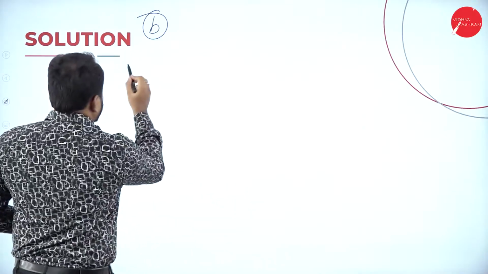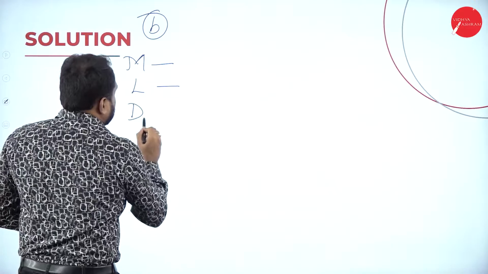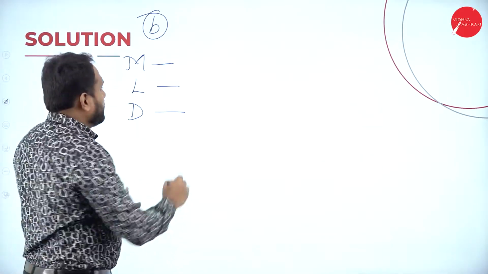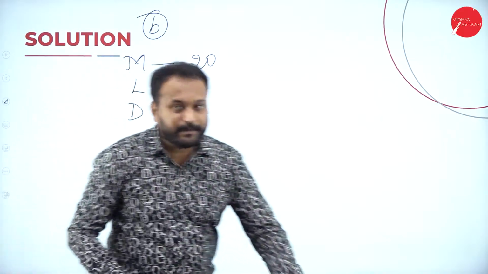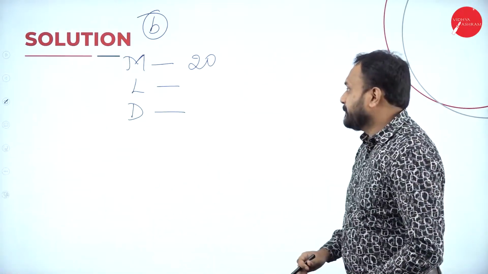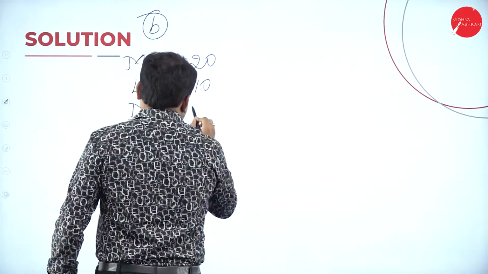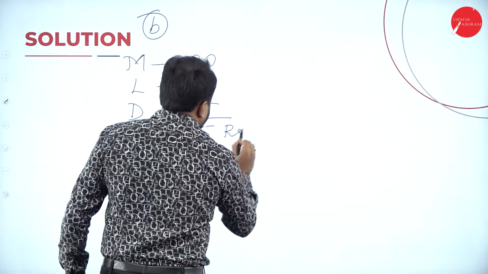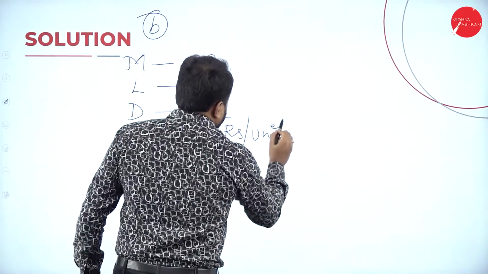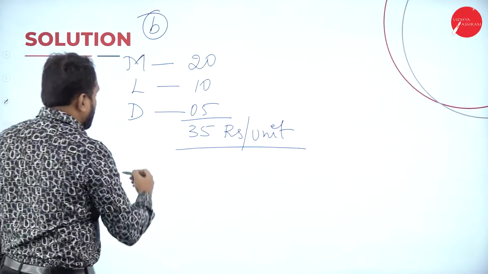So here again you will write material, labor, direct expenses. Material is 20. Labor, what exactly is your labor? Please check your questions properly. Labor is 10 and direct expenses is 5. So here 10, here 5. So it is total 35 rupees per unit. How much did you get? 35 rupees per unit.